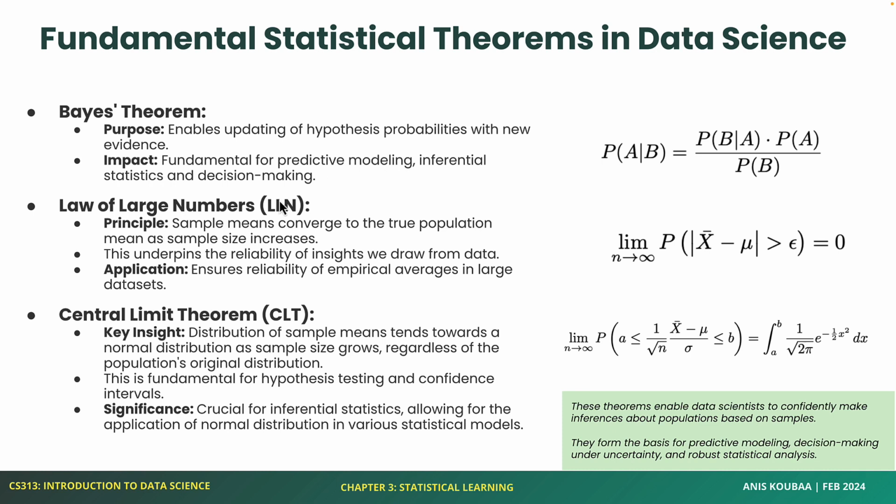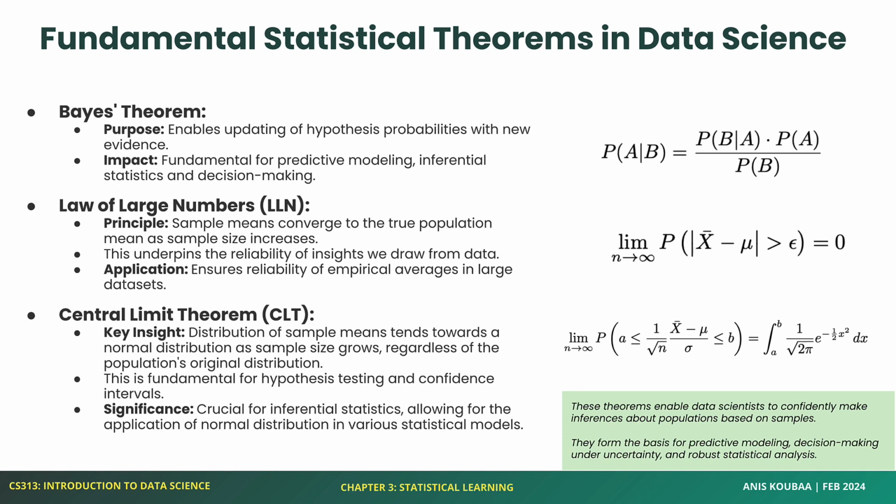So the law of large numbers, as already mentioned, means that when you increase the sample size, you converge to the population mean. This ensures the reliability of empirical averages in large data sets. This is important. If we didn't have this theorem, who would tell you that a large data set will be sufficient to build a reliable model? It's this theorem. This is the foundation.